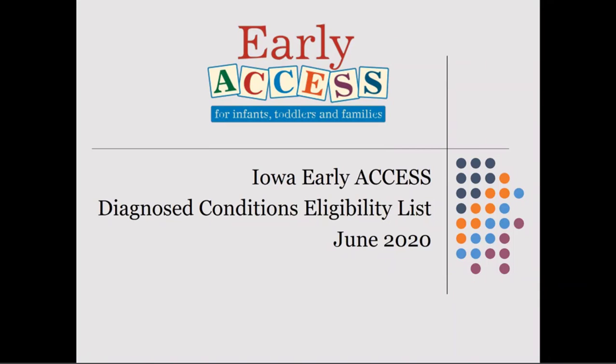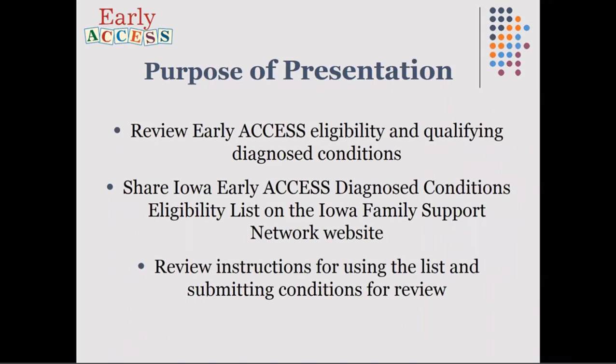This presentation will review eligibility for Iowa's Individuals with Disabilities Education Act, or the IDEA Part C system, known as Early Access. This presentation will review early access eligibility and qualifying diagnosed conditions, show where to find the Iowa Early Access Diagnosed Conditions Eligibility List on the Iowa Family Support Network website, and review instructions for using the list and submitting diagnosed conditions to be included in the list.